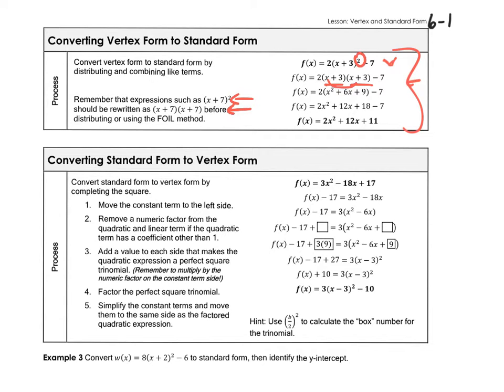They did first, outside, inside. Outside gives you 3x, and another 3x is 6x, and then the last term is 9. And then the big thing here, you got to distribute this 2. And that's what they did right there. And then combine like terms. Okay, so let's go ahead and jump down into the examples and do this for ourselves.